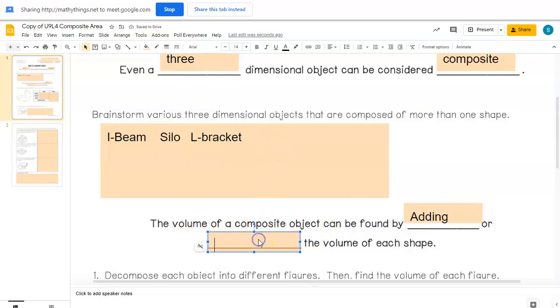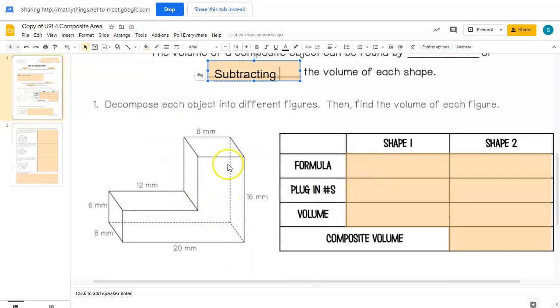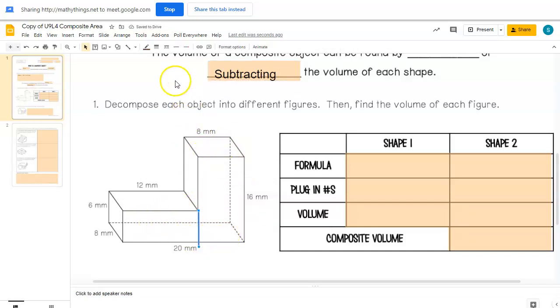or subtracting the parts. So we're often going to visualize the shape and think, hey, can we break it into two pieces, or can we think of a large shape and subtract a smaller shape from it? So in this one here, I have a couple of options. I can cut it this way and cut it into this rectangular prism and this rectangular prism.